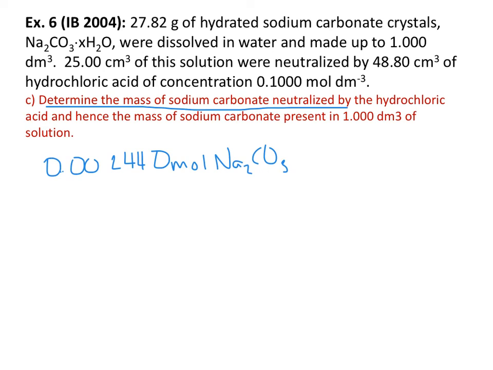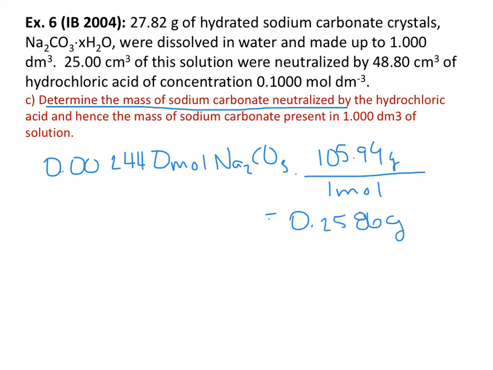This time it's just asking for mass instead of a concentration. So we know how to go moles to mass. We're going to just multiply by the molar mass. So 1 mole on the bottom, and the molar mass of sodium carbonate is 105.99 grams. So that gives me 0.2586 grams. So that's my mass neutralized.